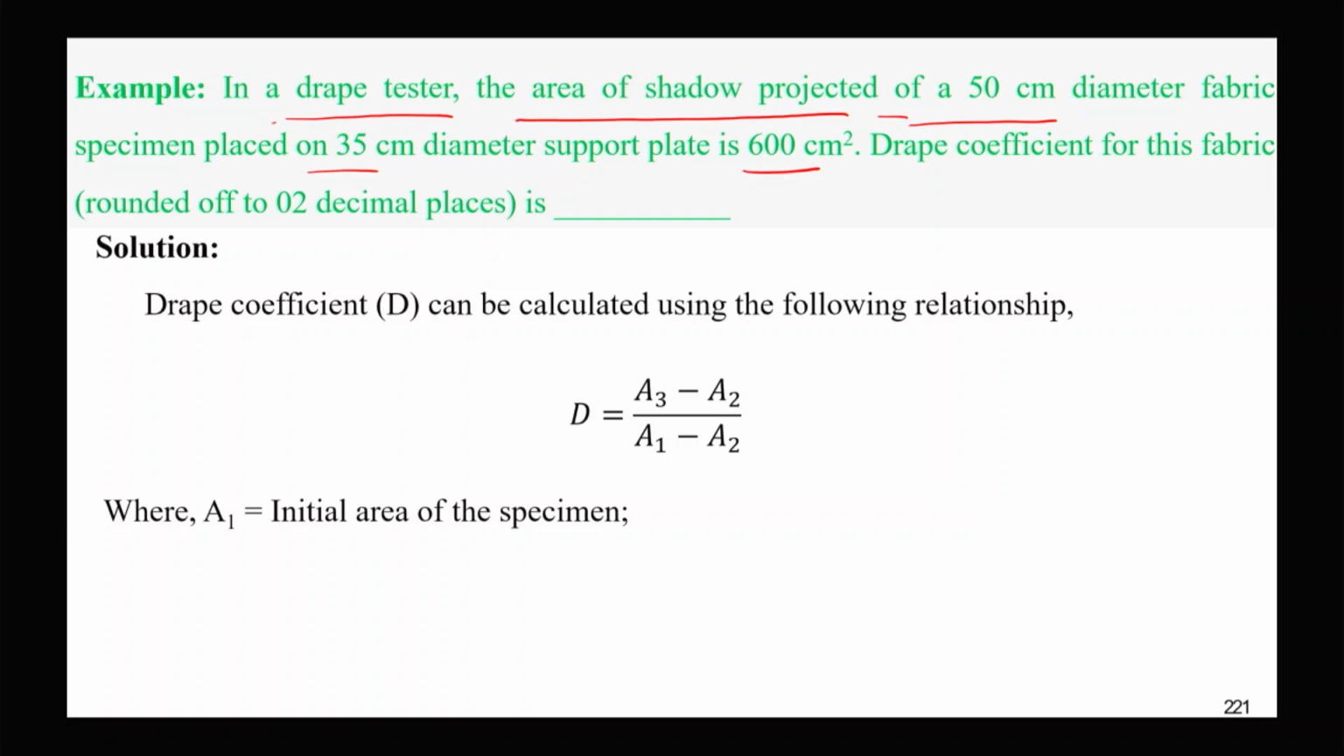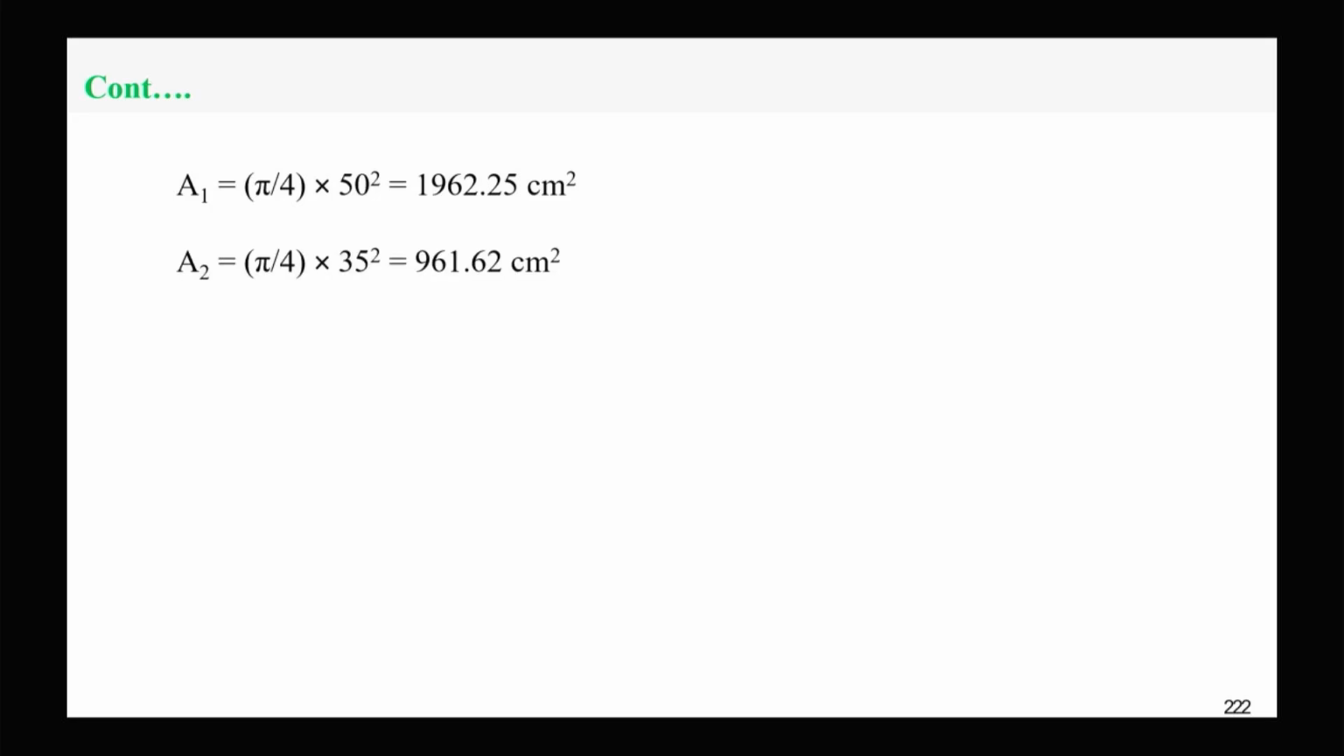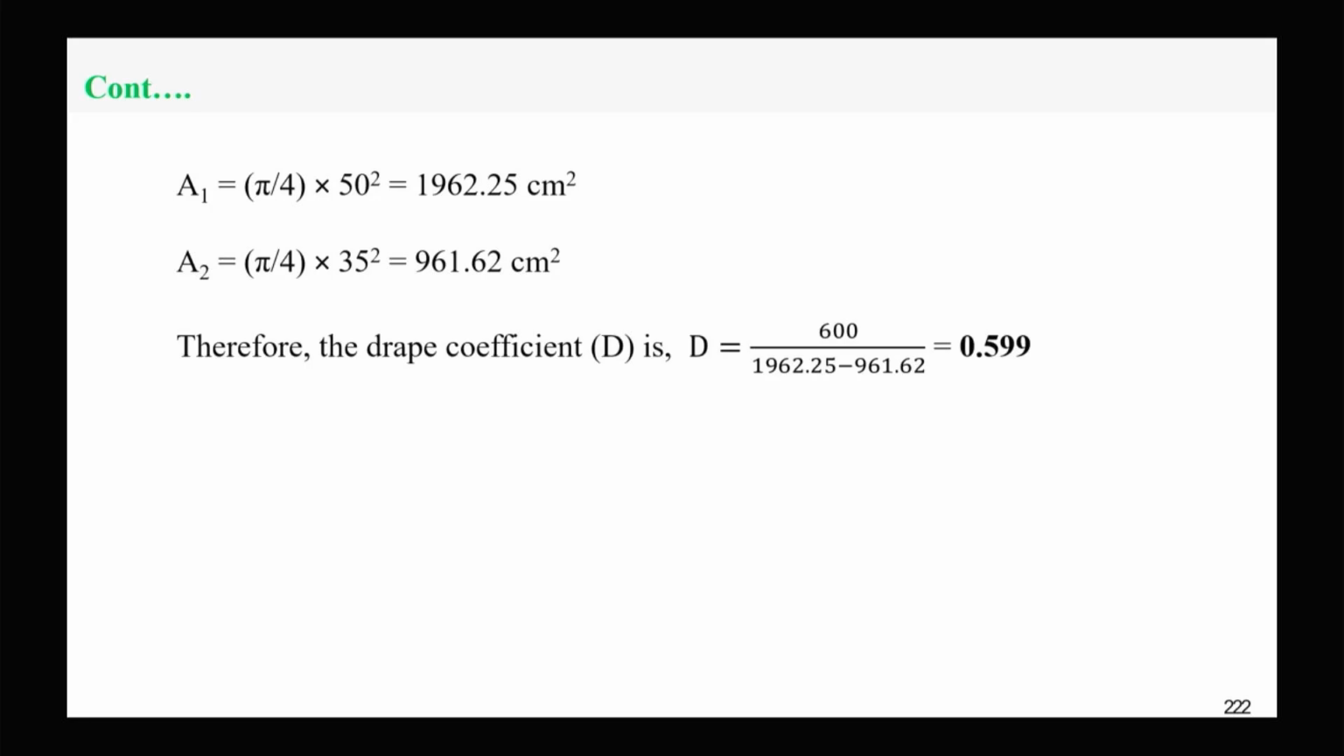50 centimeter diameter. We can calculate the area, and the support area also we can calculate, where 35 centimeter support plate is given. And the shadow area A3, and the 60 centimeter square is the projected area. That means A3 minus A2 is given directly, which is 60 centimeter square. So A1 and A2 we have to calculate. So A1 is pi by 4 d square, 1962.25 centimeter square. A2 is 961.62 centimeter square, and the drape coefficient we get is 0.5.